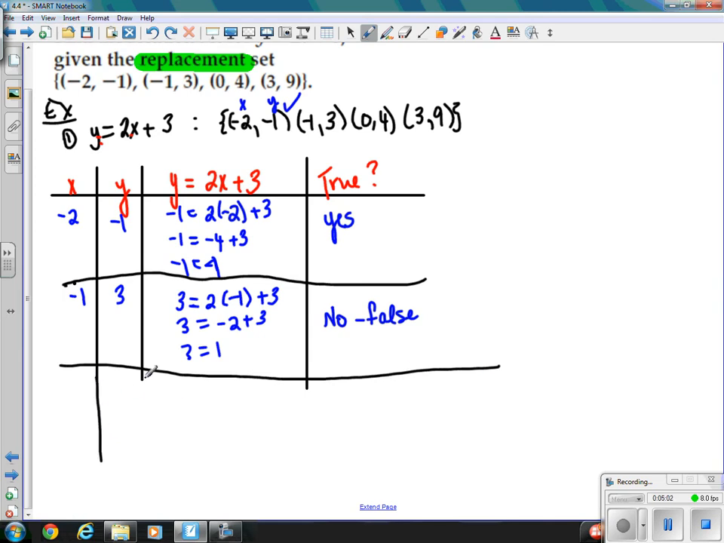Extend my table here just a little bit. And we can say we got our second ordered pair. Now we're off to our third one, (0, 4). So I'm going to replace my y value with 4 equals 2 times my x value, which is 0, plus 3. So 4 equals 2 times 0, which is 0, plus 3. 4 equals 0 plus 3, which is 3. Once again, we're asked if that's true. No, it's not, so it's false.